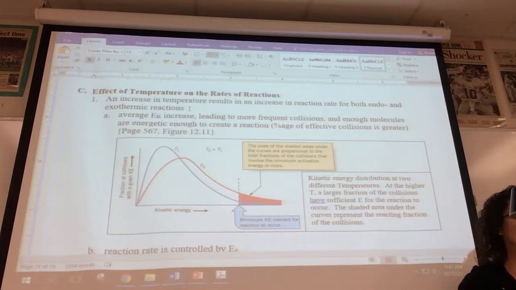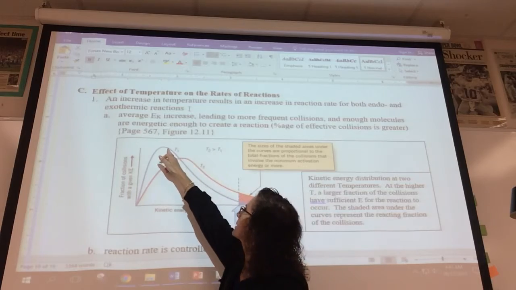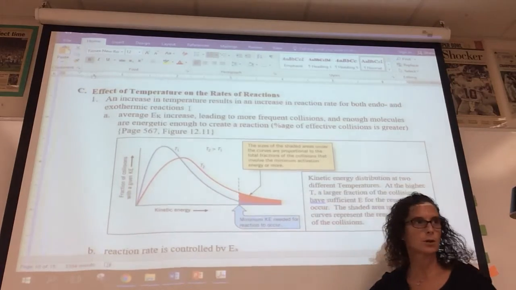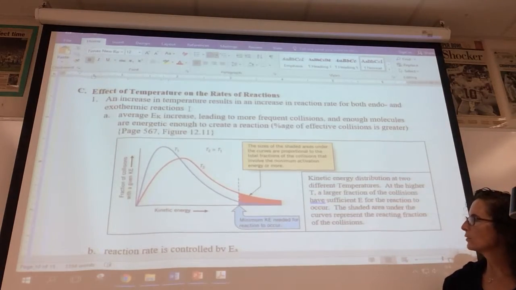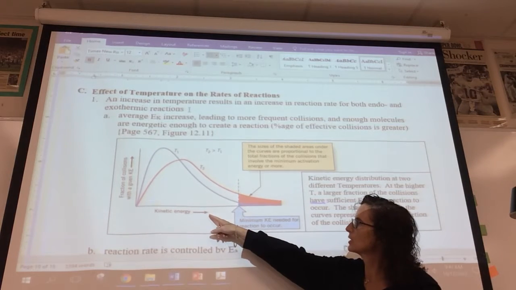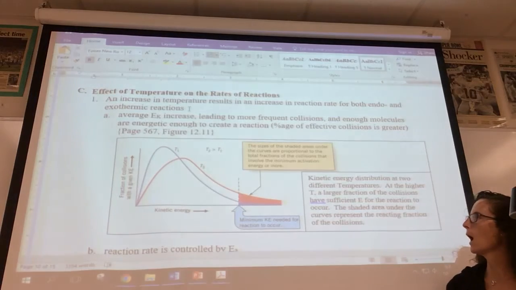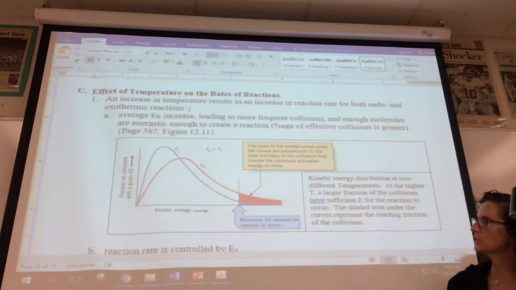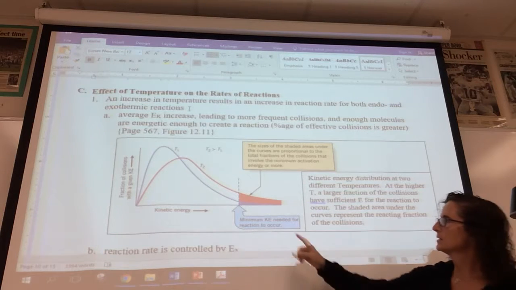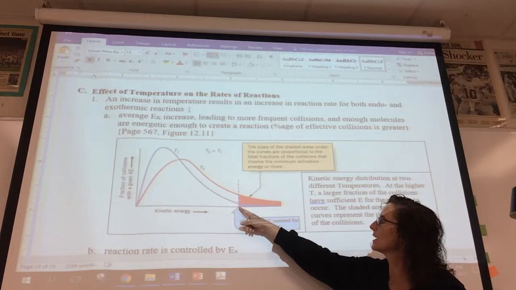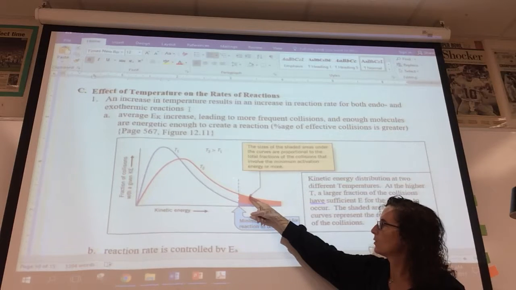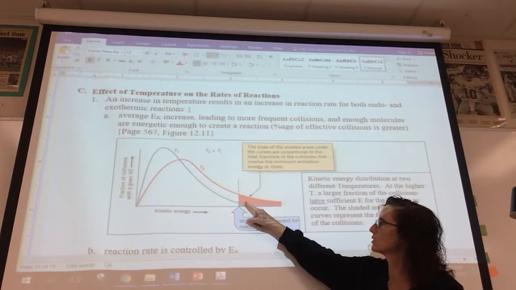And we talked about the Maxwell-Boltzmann distributions in the previous chapter, and you can see it here as well. Lower temperature, and red is the higher temperature, warmer red. What you're looking at right here is kinetic energy on the x-axis and the fraction of collisions with a given kinetic energy on the y-axis. And you can see a much greater fraction of collisions with a given kinetic energy such that it can overcome the activation energy at the higher temperature compared to the lower.